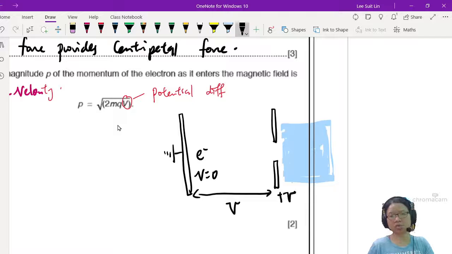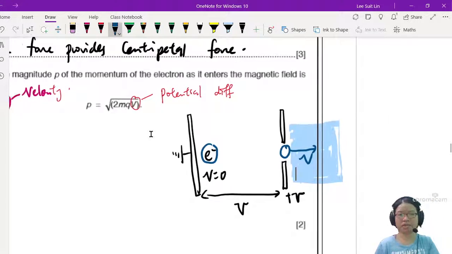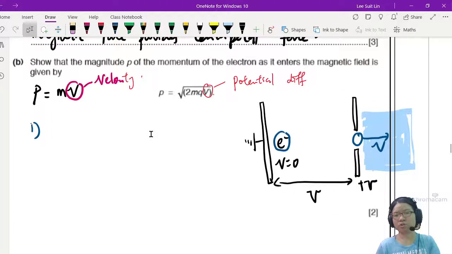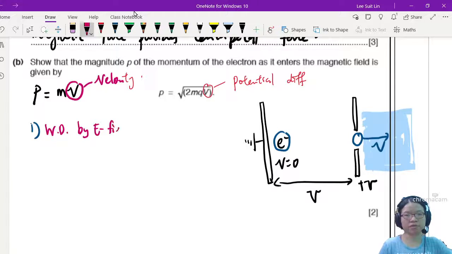Let's say here is positive V. So the electron will be attracted to the positive plate. So here v equal to 0. By the time it enters the magnetic field, there will be a v here. So we need to find this v. But if you just look at this parallel plate, which is very reminiscent of AS situation, what we're trying to say is the work done by the electric field or by the potential difference is used to accelerate the electron. So I'll write that down first. Work done by the electric field is equal to the change in kinetic energy of the electron.